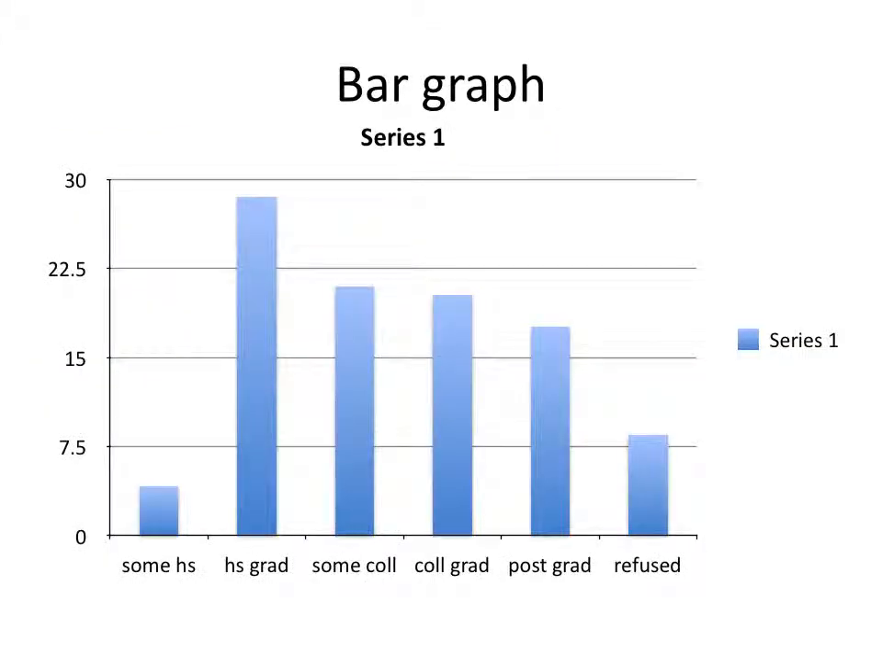There are many ways to display or illustrate frequency results. I favor keeping it simple. So this is a bar graph that shows the percentages for each category. So you can see that some high school 4.2%, the high school grads 28%, whatever it was, and on the far right they refused at 8.7%.